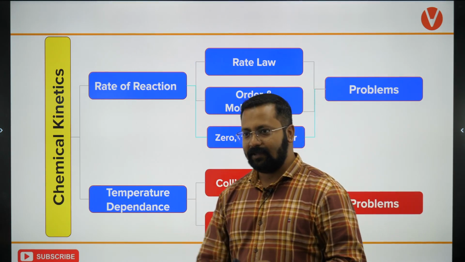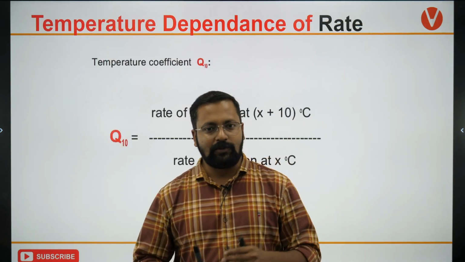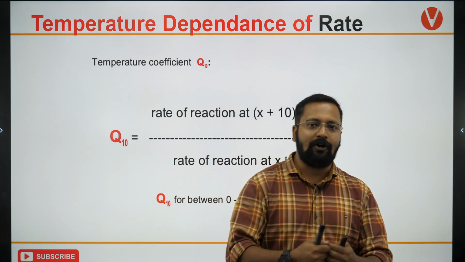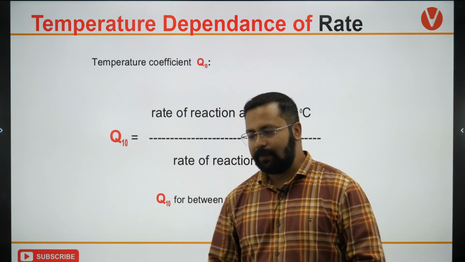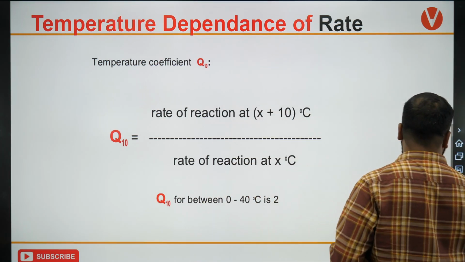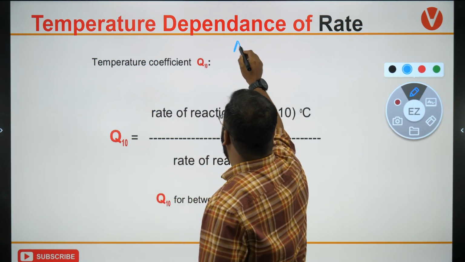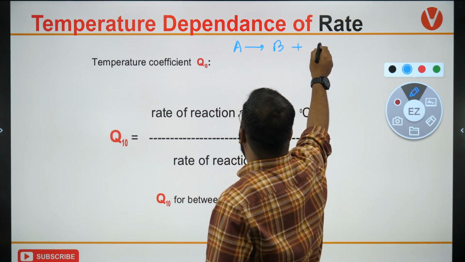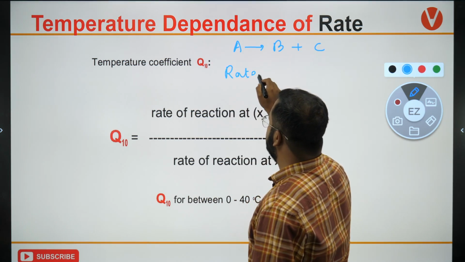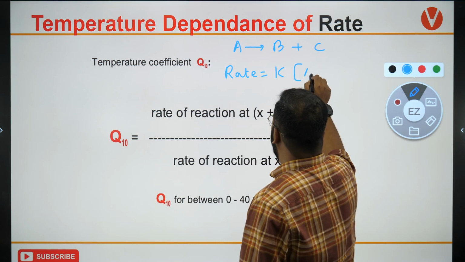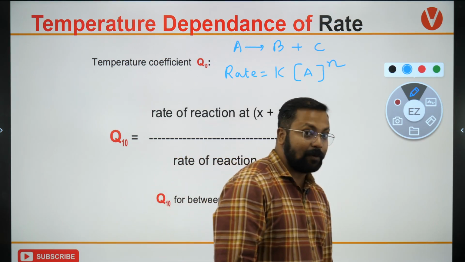Okay, so let's start today's session with what is meant by the temperature dependence of rate. Now what happens is, when I try to write the rate equation for any reaction, let's say there's a reaction like this, A changes to B plus C, and for this reaction I write the rate as rate is equal to some rate constant k times A to the power n, where n represents an order.